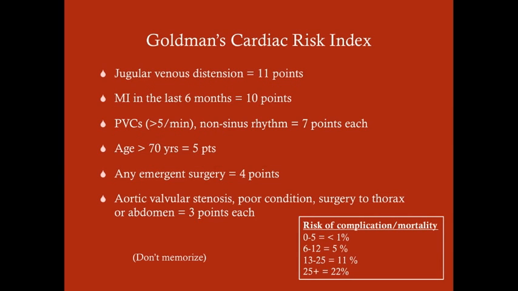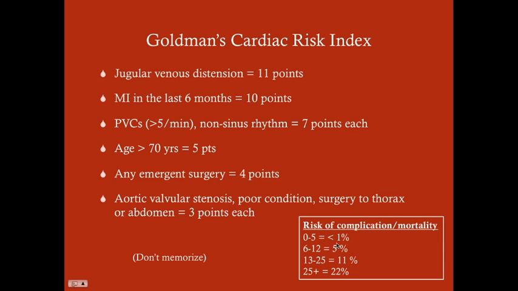Okay, so this is a risk index for cardiac disease that's used by surgeons. Don't memorize this, but what I want you to get from this is the risk factors for surgery as far as cardiac risk factors, and how they rank relative to one another and what that means. So jugular venous distension, which would be a typical feature of congestive heart failure, is 11 points. Okay, and if you look here, what we've got is this risk of complication and mortality.